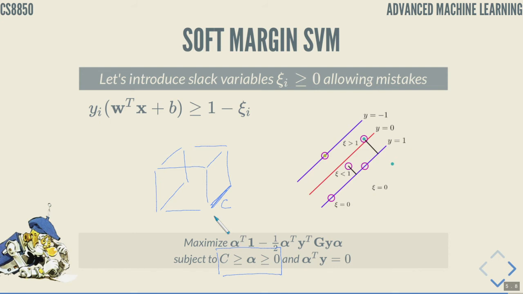So by introducing slack variables, we went from just non-negative Lagrange multipliers to box-constrained Lagrange multipliers, where C, the slack or box constraint hyperparameter, needs to be determined somehow, either by cross validation that we will discuss later, or some other more complicated or more specialized methods, such as incas.